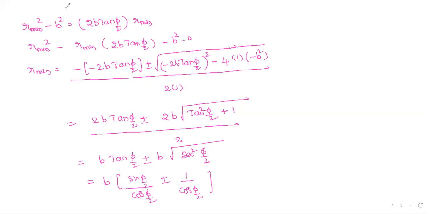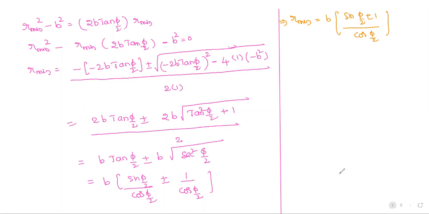So here I think you understood. You are getting R minimum, almost coming to the last part. So I change the color here. Yeah, here R minimum I am getting, that implies b into sine phi by 2 plus or minus 1, divided by cos phi by 2.